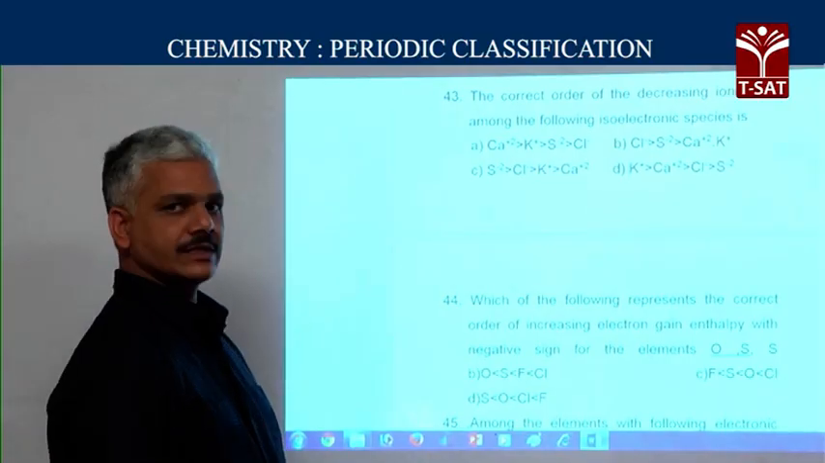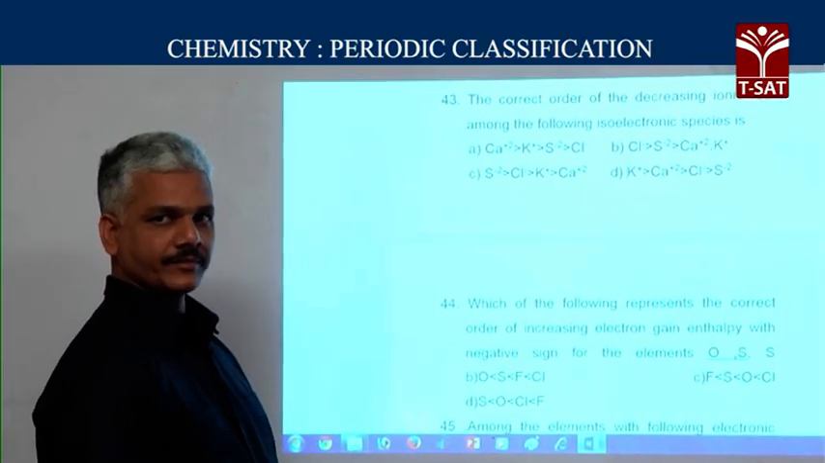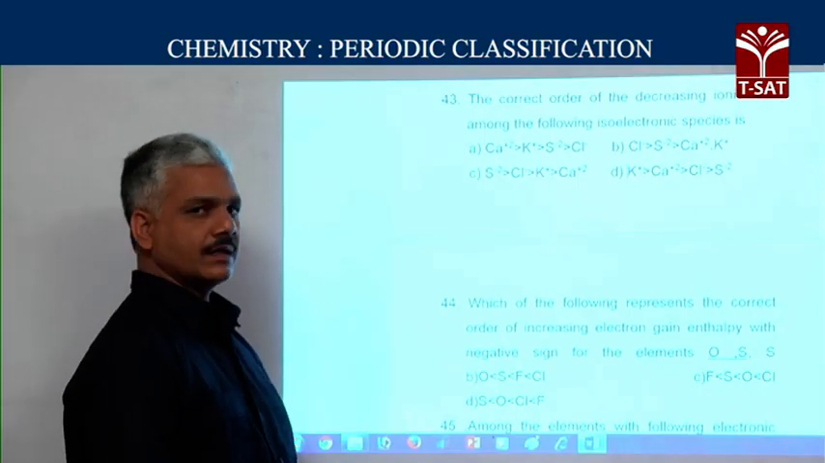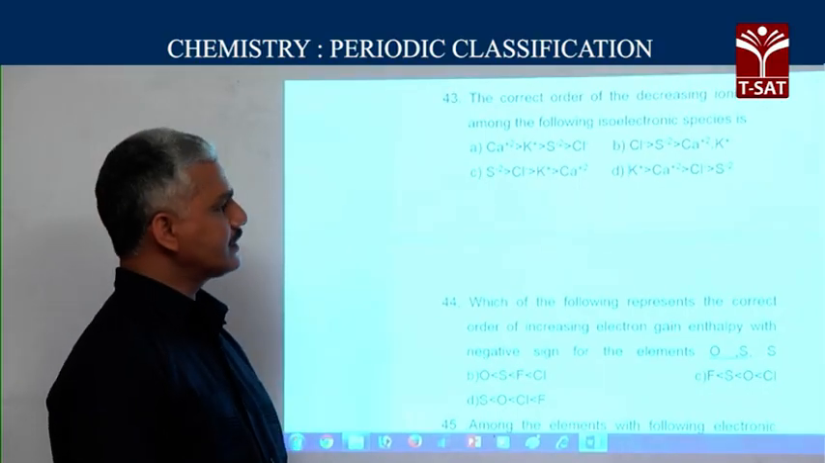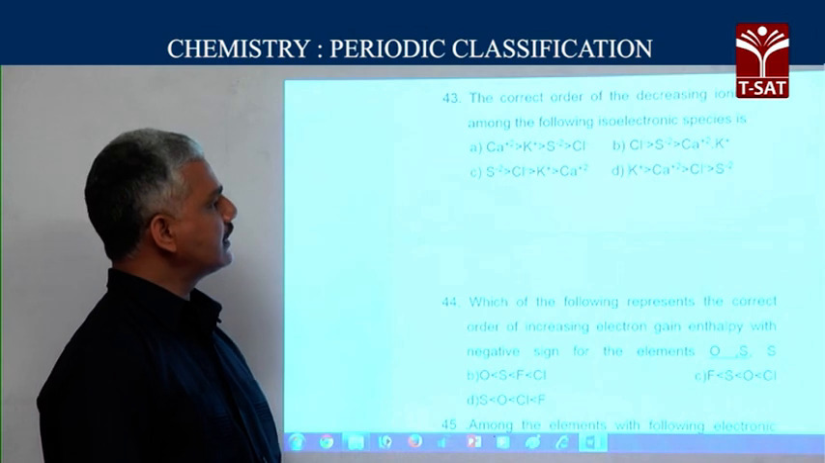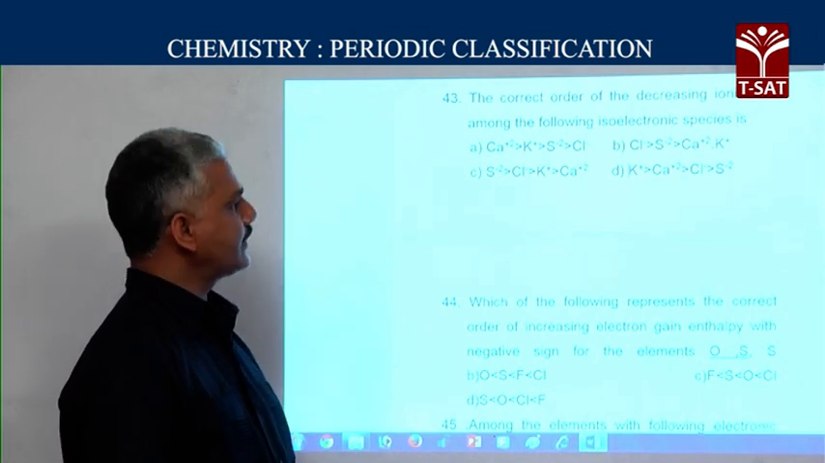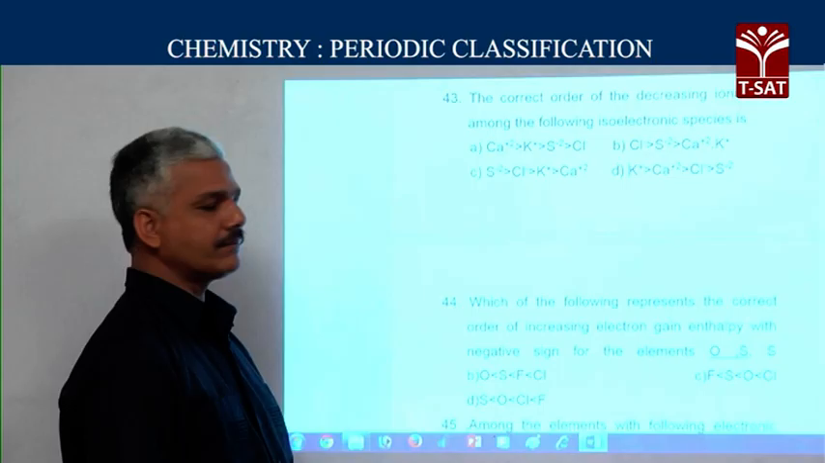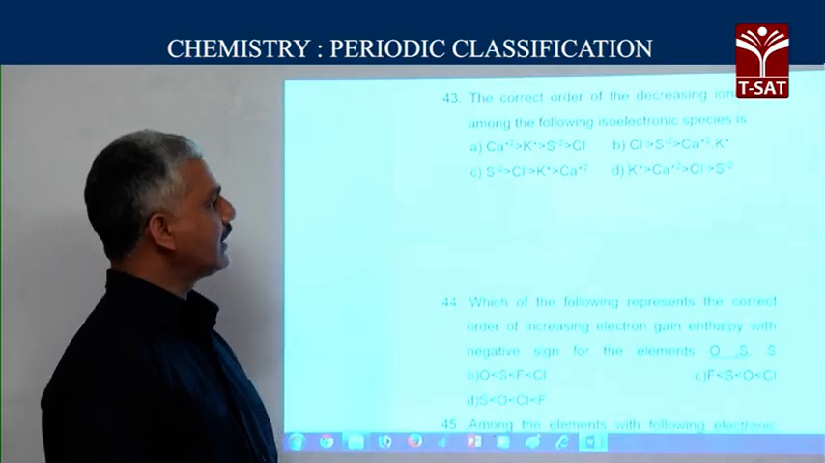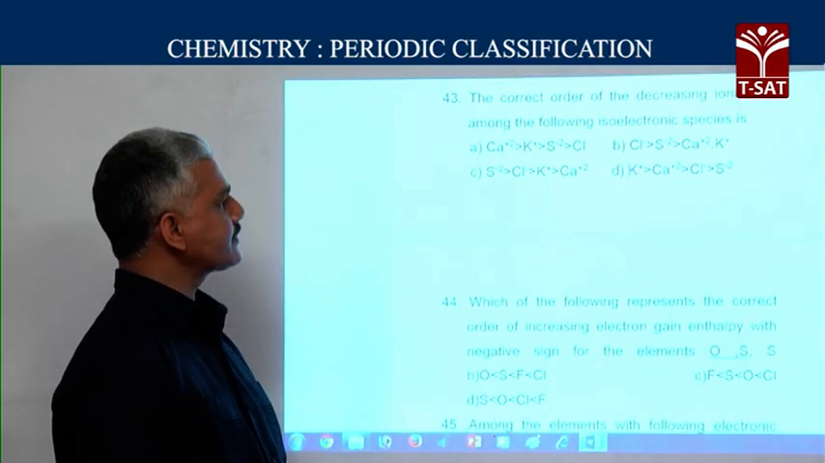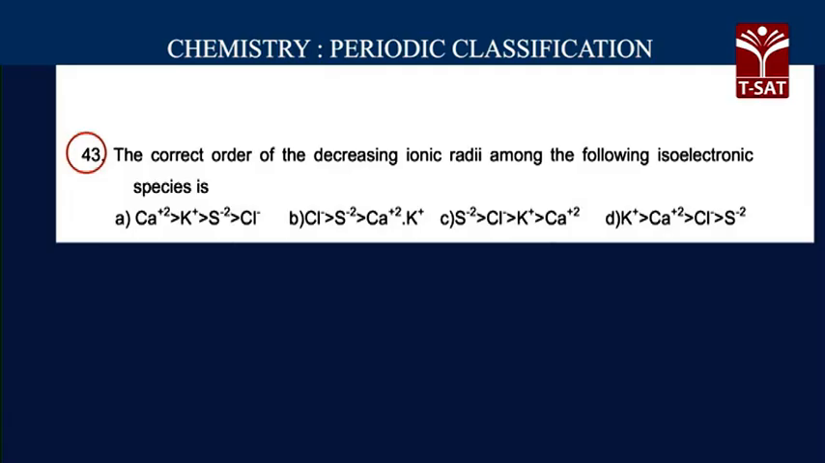This question is based on the ionic radii. The concept is, cations with a larger magnitude of positive charge will have the lower ionic radius, whereas anions with a higher magnitude of negative charge will have higher ionic radius. So, applying that concept, we can take the third option as the correct option: S-2 > Cl- > K+ > Ca+2.